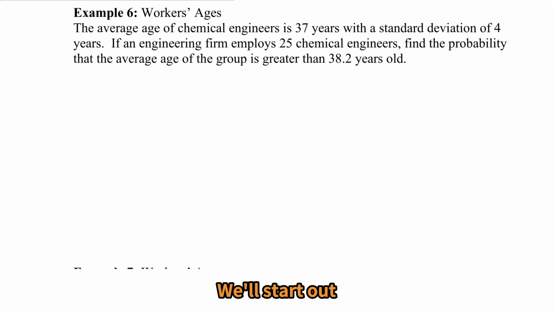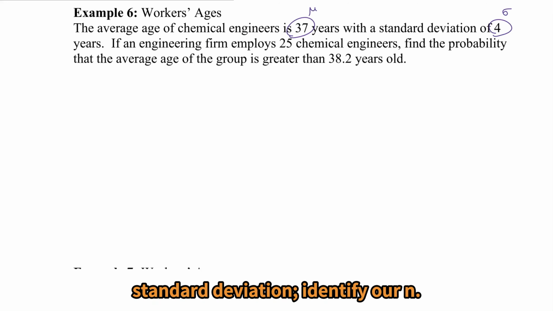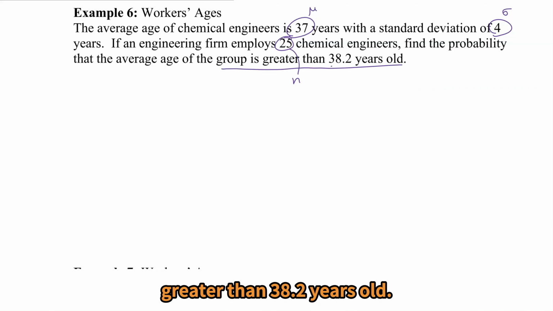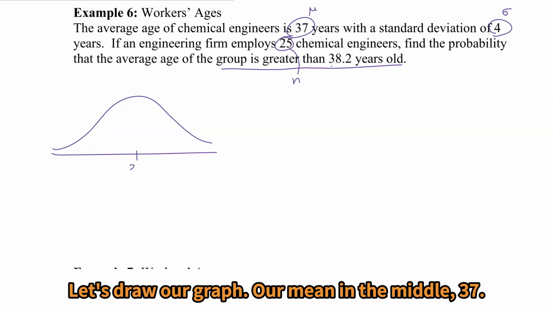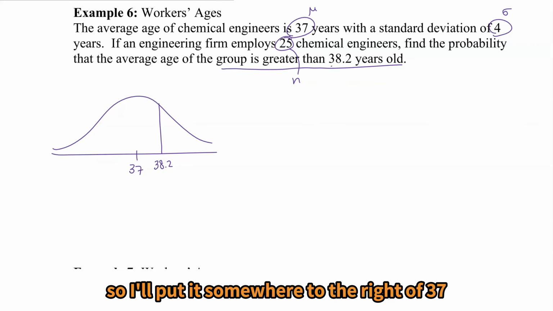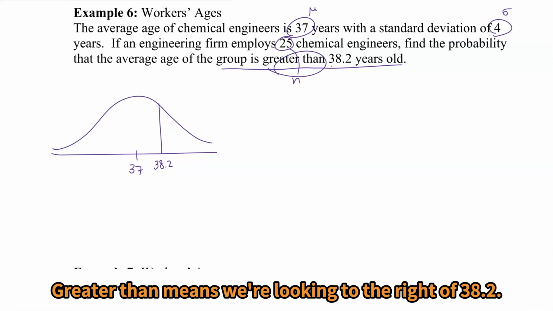We'll start out and identify our mean, identify our standard deviation, identify our n, and we're looking for the probability of the group greater than 38.2 years old. So let's draw our graph. Our mean in the middle, 37. We're looking for greater than 38.2, so I'll put it somewhere to the right of 37 since it's bigger than 37. Greater than means we're looking to the right of 38.2.